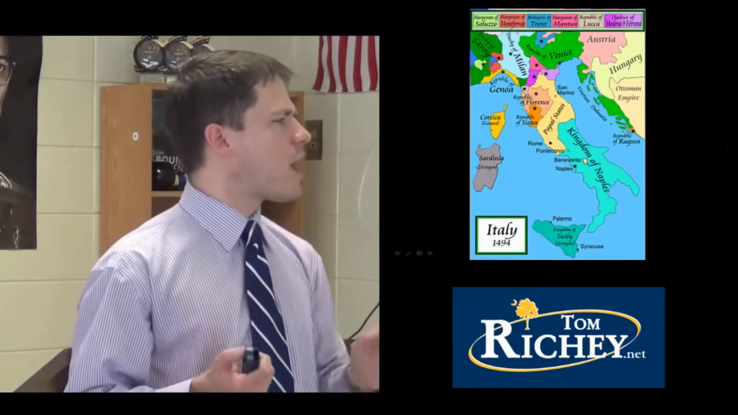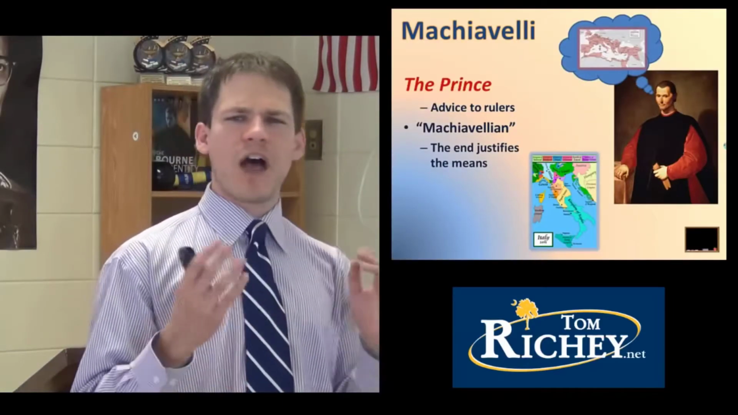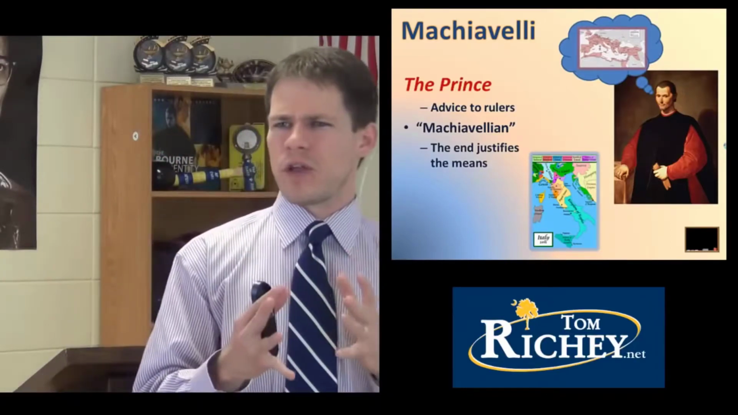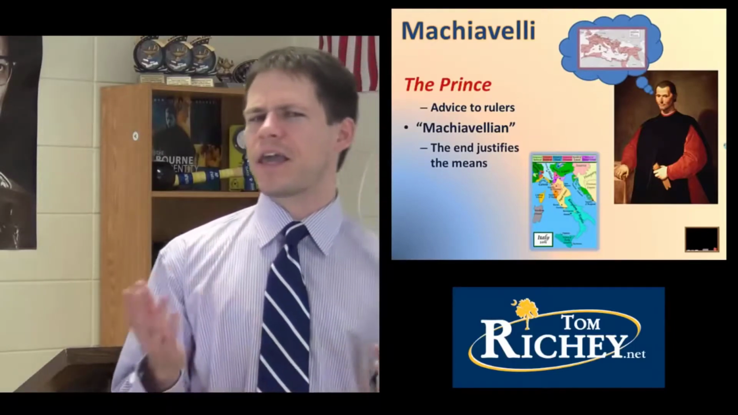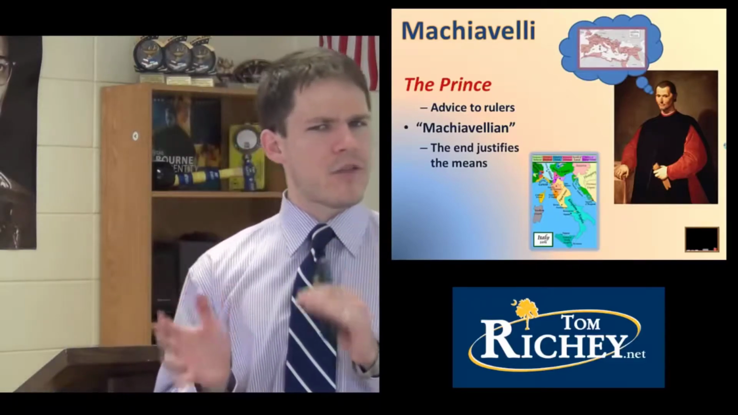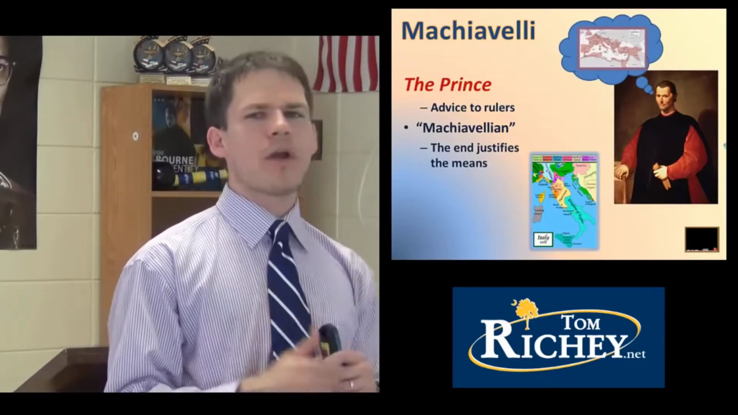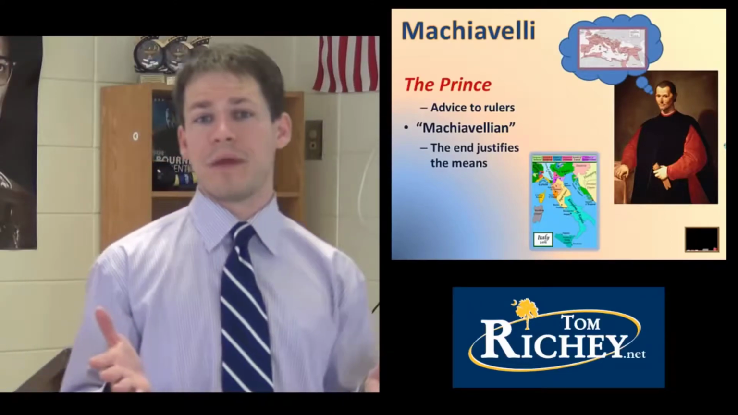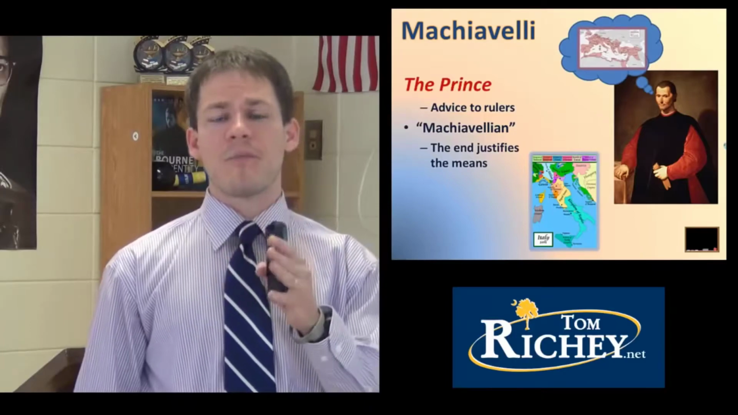And so Machiavelli wrote The Prince, which was advice to rulers, and the advice to the type of ruler who would be strong enough to unite Italy. And to do that, you might have to compromise on some things. Machiavellian tactics are tactics where the end justifies the means. No matter what I do, as long as I accomplish my goal, it doesn't matter. That's what we see in politics a good bit today. Machiavellian tactics, the end justifies the means.